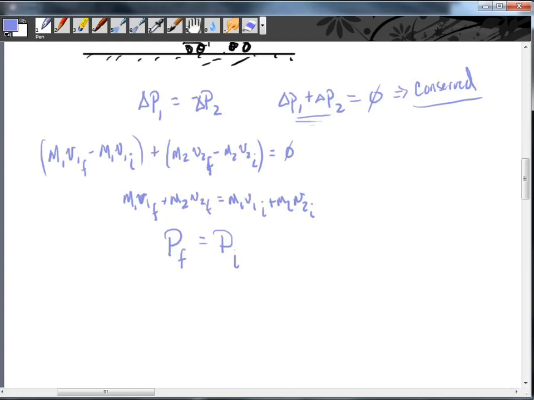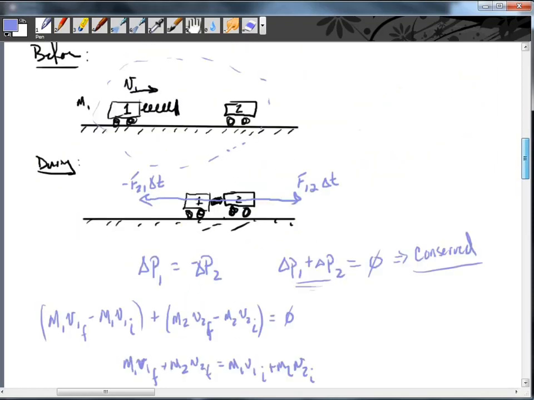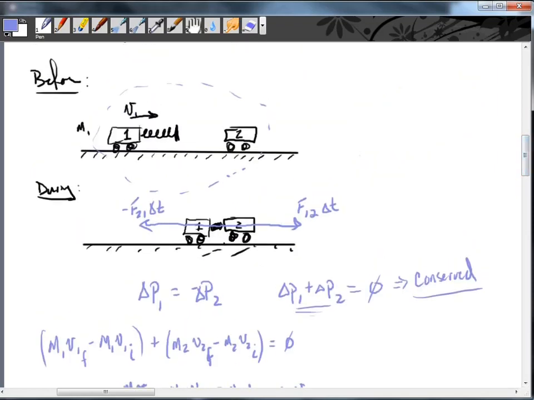Sorry. What I didn't do for you guys, I didn't draw the after. So let's go over here to black again, and let's extend this so that after, all right, after we have block 1 on its wheels, and it has re-extended its spring, and we have block 2 on its wheels.